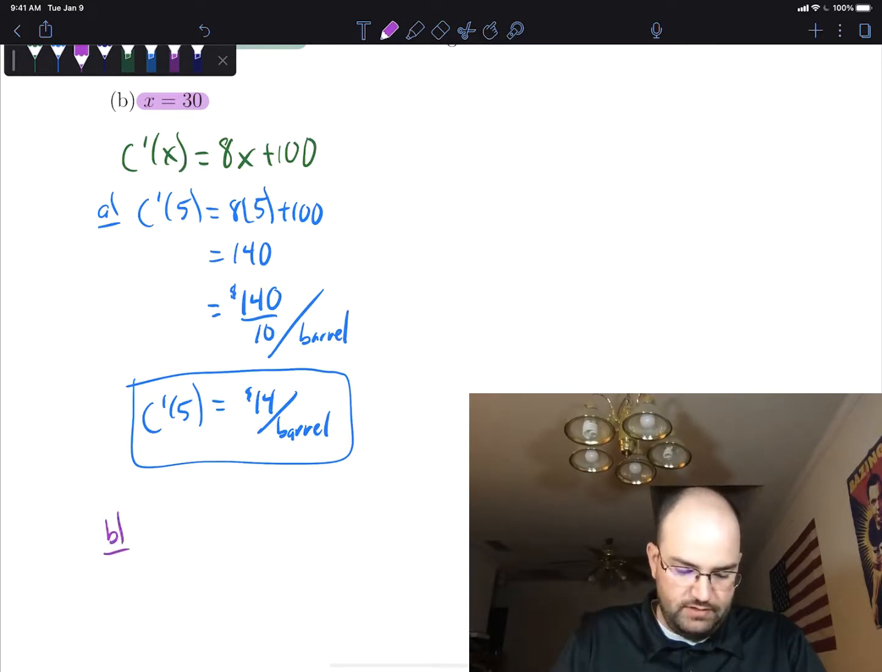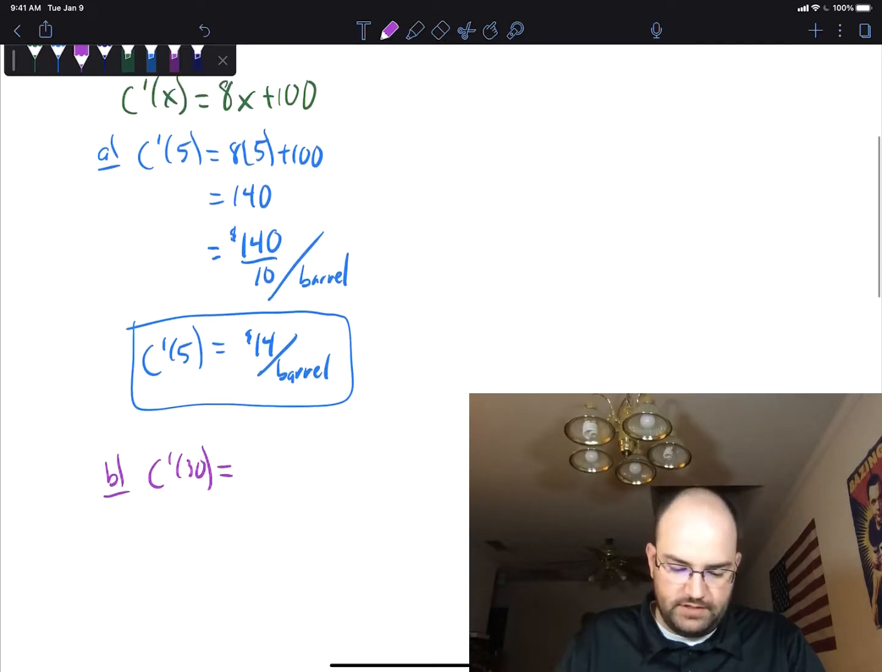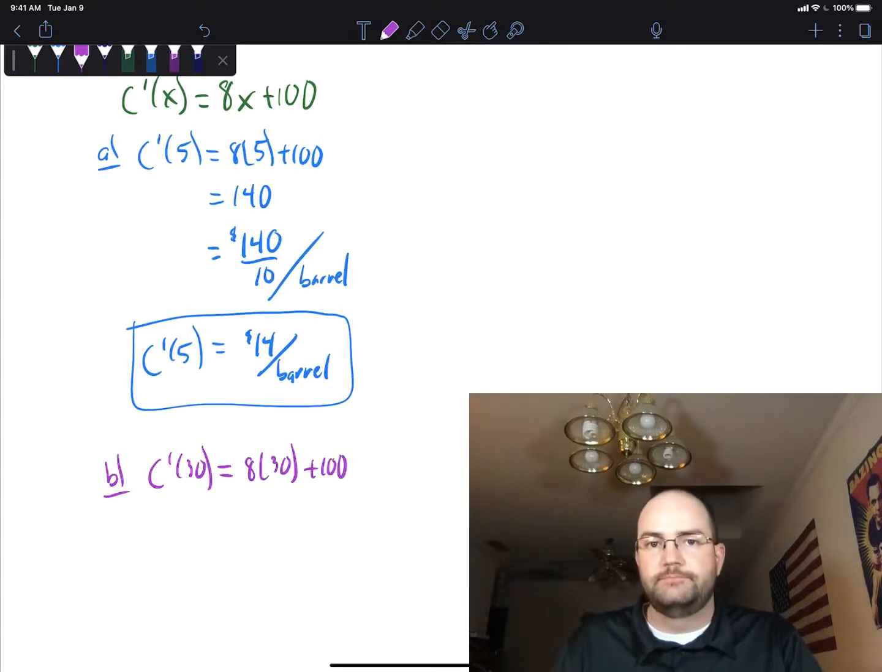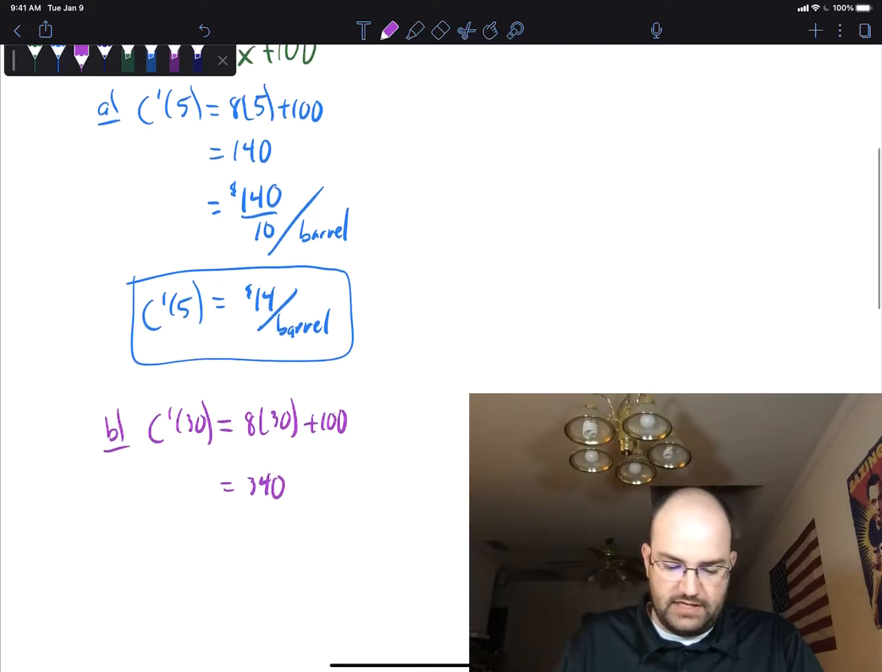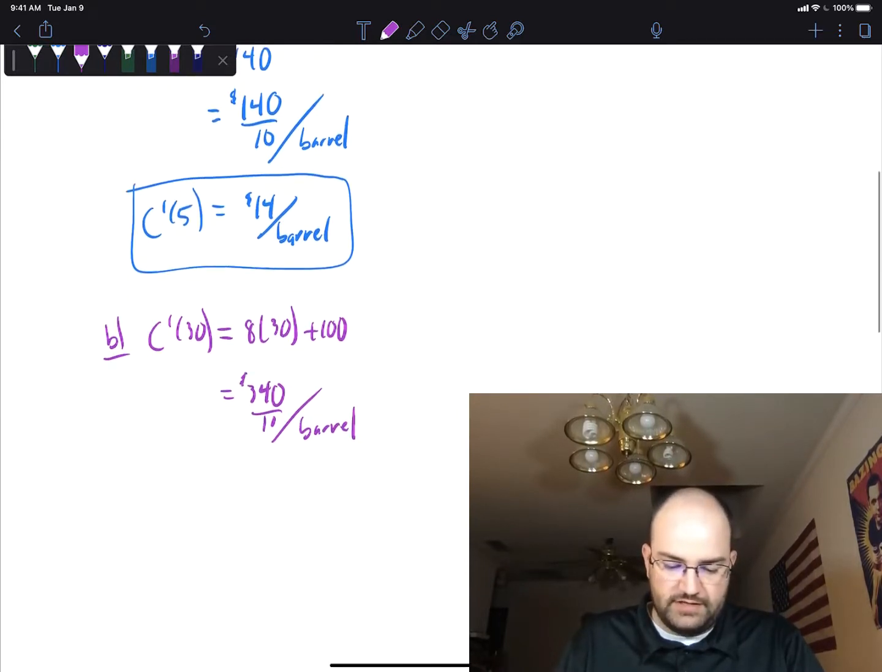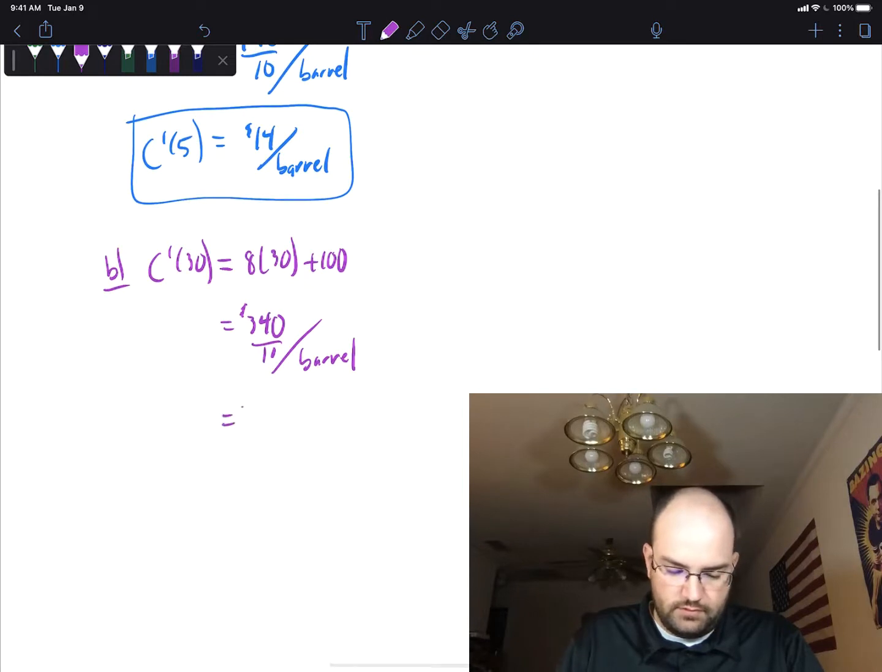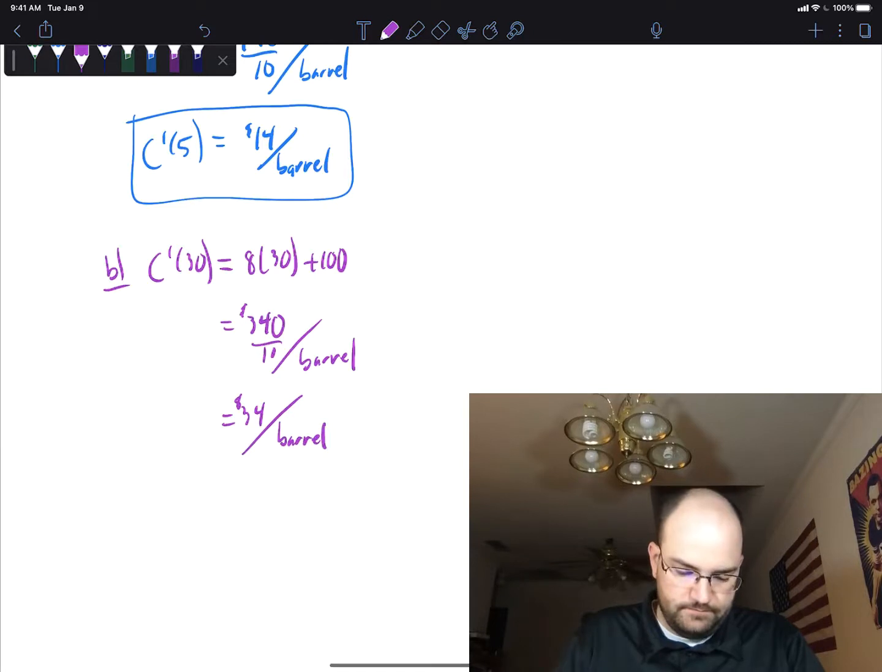Now for the next one, we're going to do x = 30. So C'(30). Plug that in. That gives me 8 times 30 plus 100. Well, 8 times 30 is 240, plus 100 is 340. And again, just divide by 10 per barrel. And that's dollars for all that. So that's going to give us $34 per barrel. So C'(30).